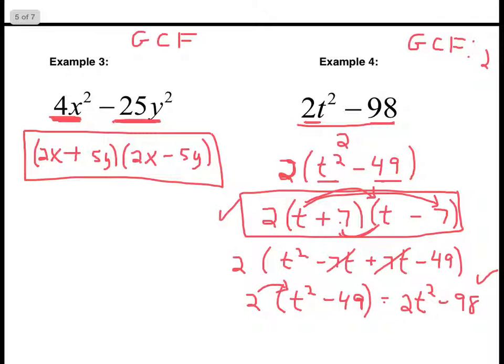All right, let's do a couple more, and then I'm going to show you a couple of tricky ones that might trick you up.